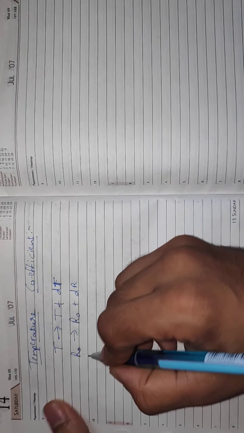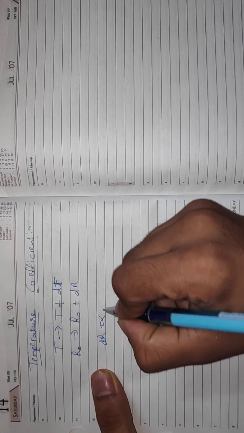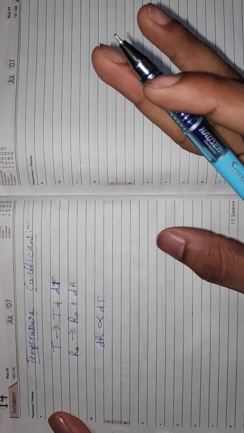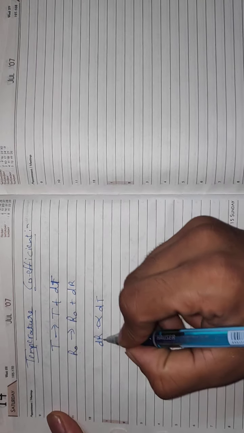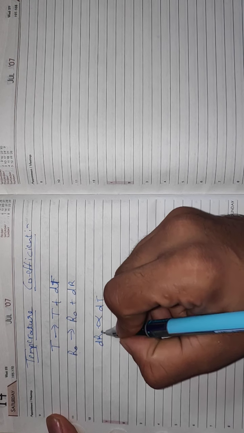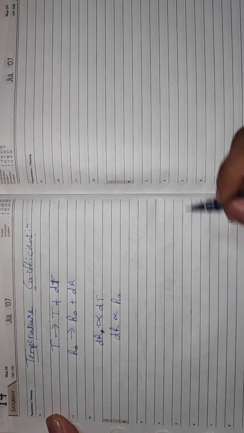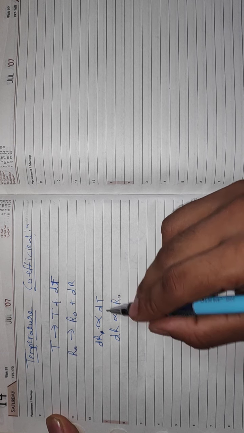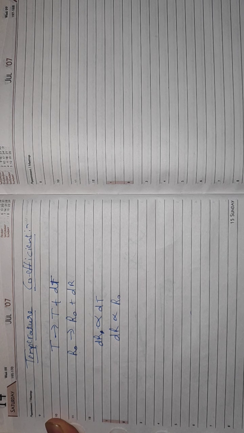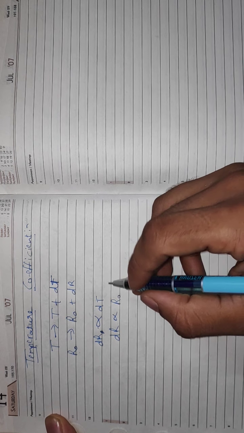Experimentally, we know the value of dR is directly proportional to dt. As the temperature changes, the resistance will change. Also, dR is proportional to R0. Suppose the initial resistance is very high, then the change in resistance will also be very high. If the initial resistance is very small, then the change in resistance will also be small. So it is directly proportional to R0, that is the initial resistance.